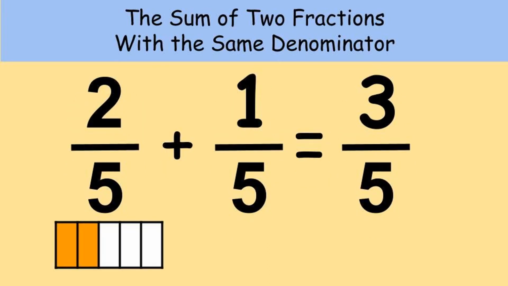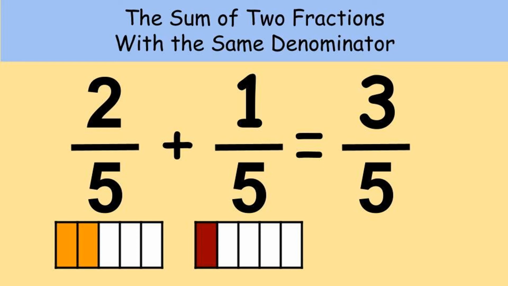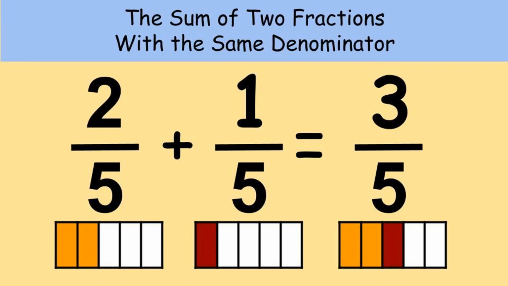Here's why. Let's show this problem with a model, which is a picture. Draw a rectangle with 5 pieces since each denominator is 5. Next, we need to color 2 pieces of our rectangle to represent 2/5 of the rectangle since that's our first fraction. Then color in 1 piece of your second rectangle to represent 1/5. Add them together and watch the magic happen. 2/5 plus 1/5 equals 3/5.